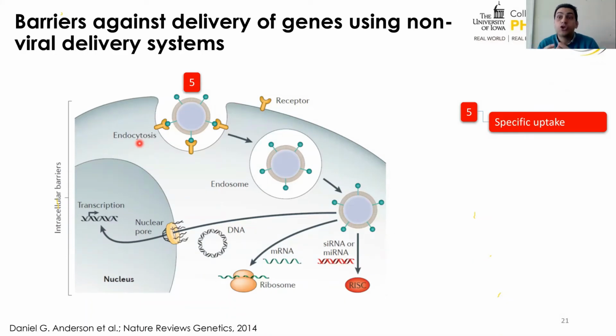So also you need your delivery system to home to a specific cell population. You don't want your delivery system just to attack all of the cells in your body. And this is basically done through adding a targeting ligand.